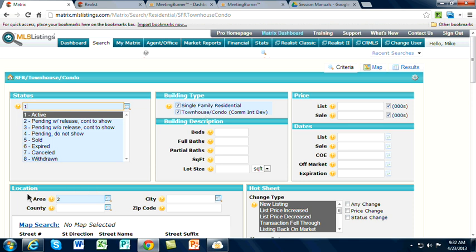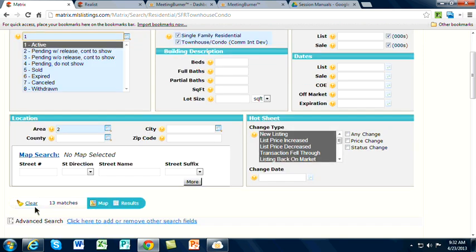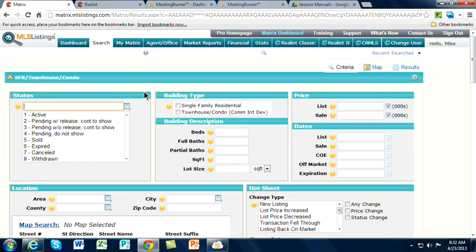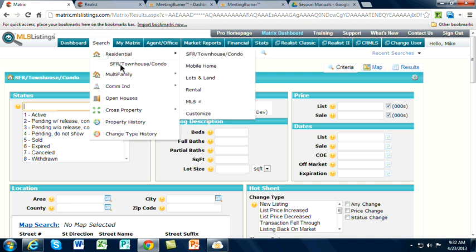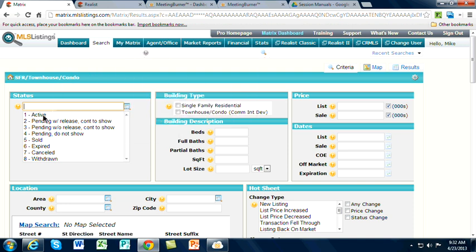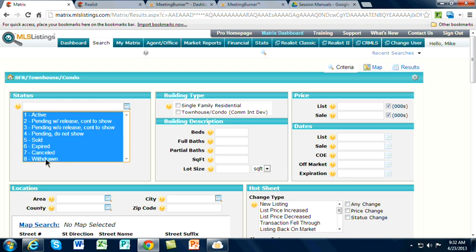I'm going to do a couple, right? I'm going to use, first of all, the Matrix CMA, and this is just a quirk that I can't do anything about. I went to search residential. And what I'm going to do is I sometimes start with all 8 categories. And the reason for expireds, cancels, and withdrawns is I want to see if there are any.